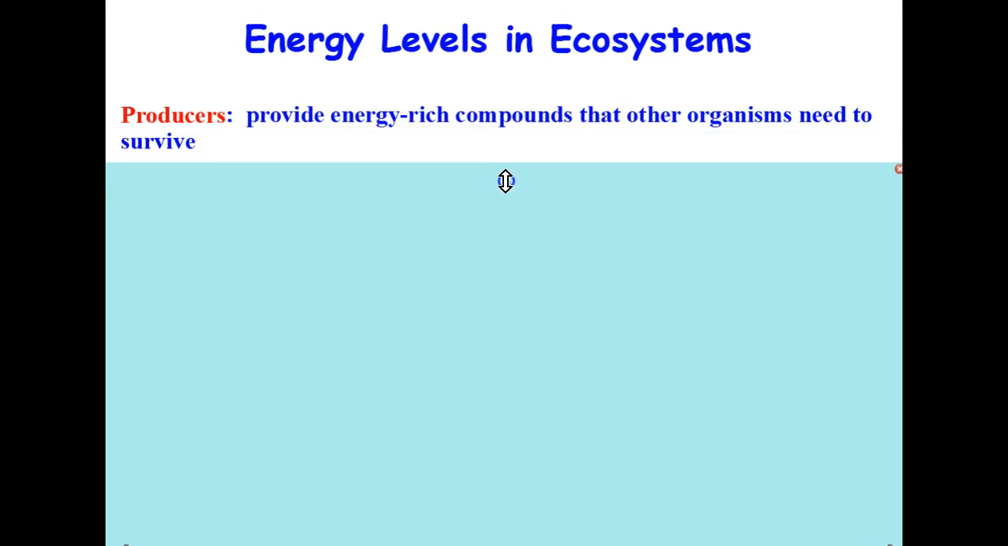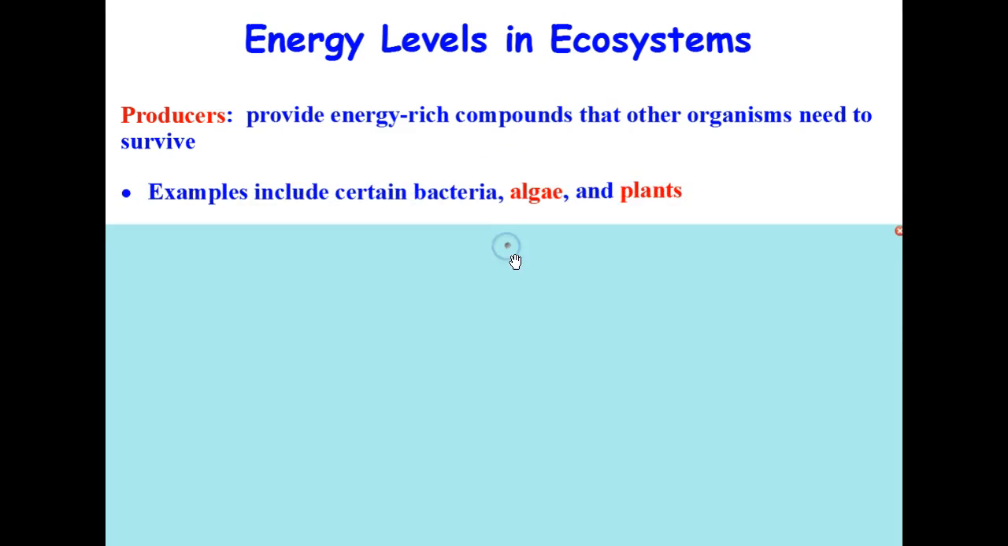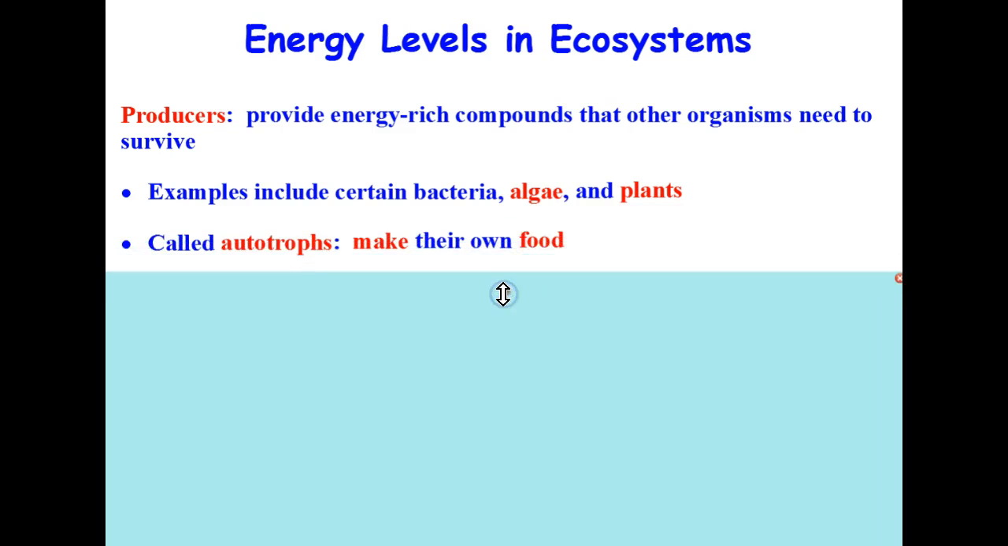Let's start off with the definition for a producer. Producers provide energy-rich compounds that other organisms need to survive. Typical examples of producers include certain bacteria, algae, and plants. Producers are typically called autotrophs. Auto is a prefix that means self. Troph means food. So an autotroph is an organism that makes their own food.